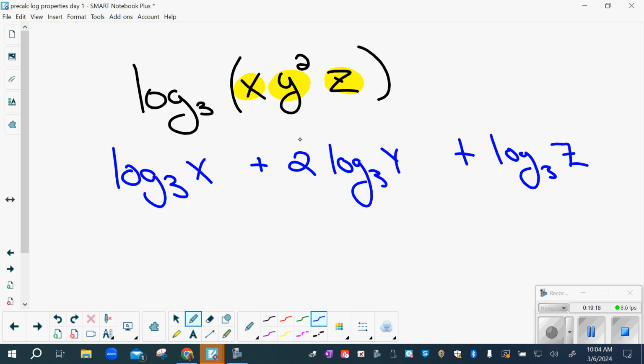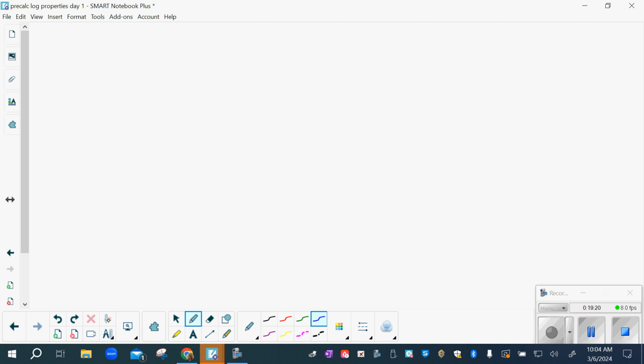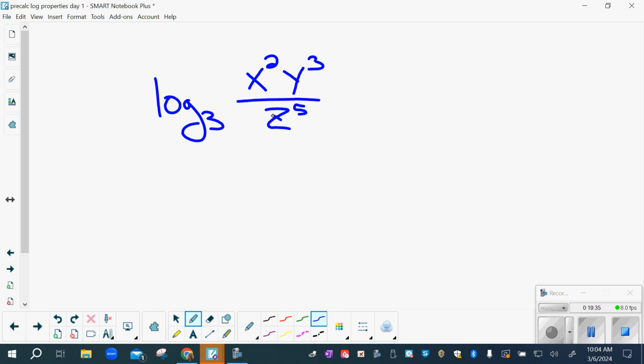How about one with a little divide in it? Let's do one with a little divide in it. We are expanding it as well. Look at them. They're so easy.